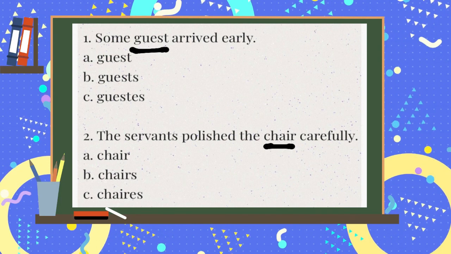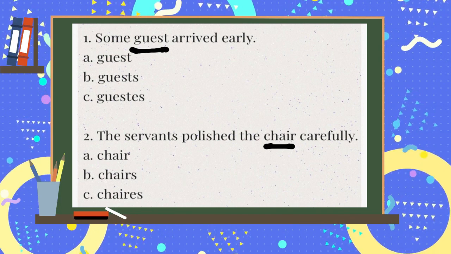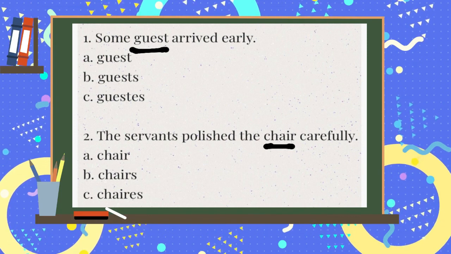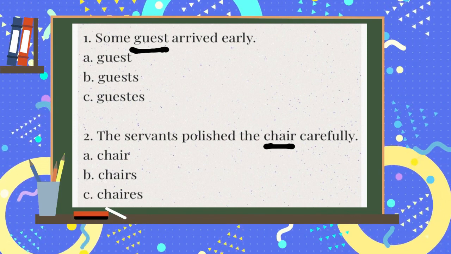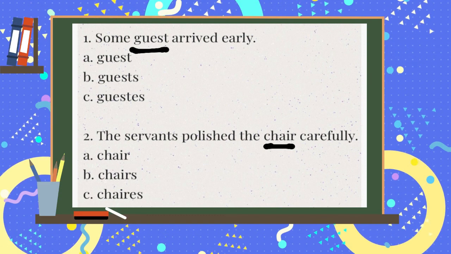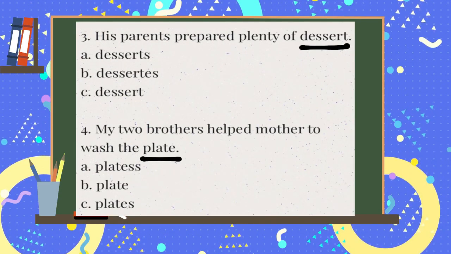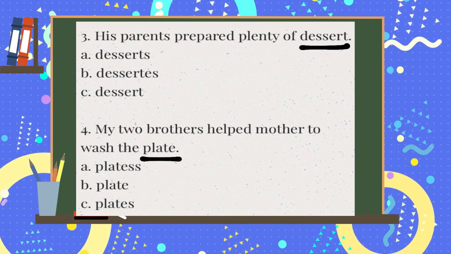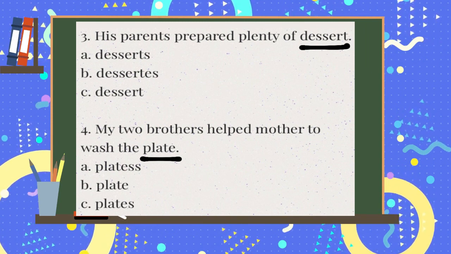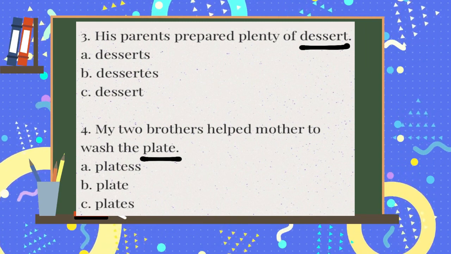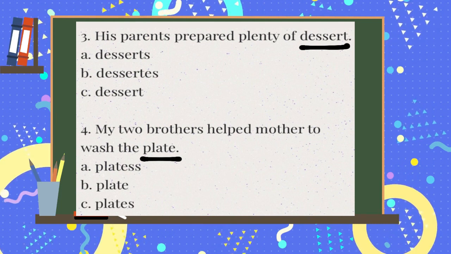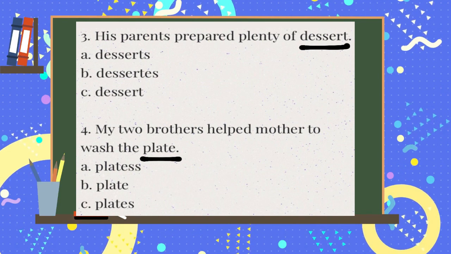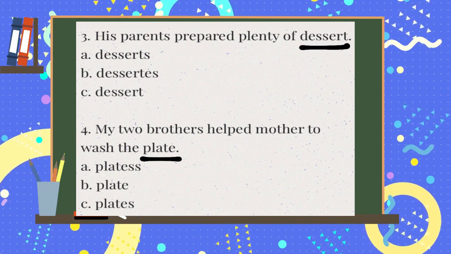Number 2. The servants polished the chair carefully. Letter A, chair. Letter B, chairs. And letter C, chairs. Number 3. His parents prepared plenty of dessert. Letter A, desserts. Letter B, desserts. Letter C, dessert.